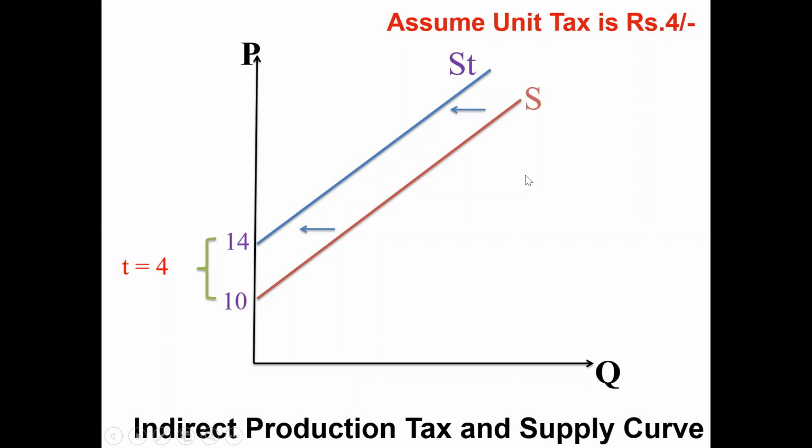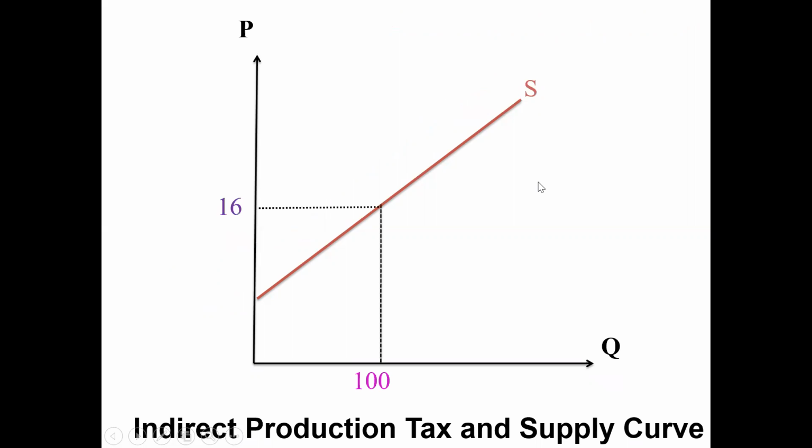Let's look at another point of the supply curve. Look at here. Assume the seller was supplying 100 units when the price is 16. The seller is willing to supply 100 units only if the price per unit is 16 rupees. Right. Now government says I want 4 rupees tax.